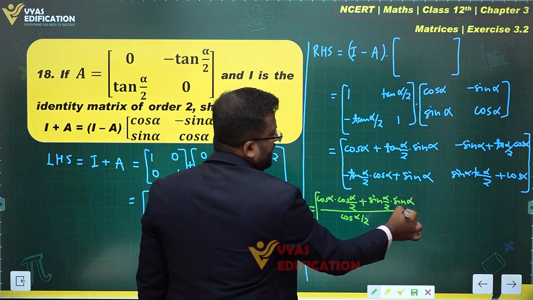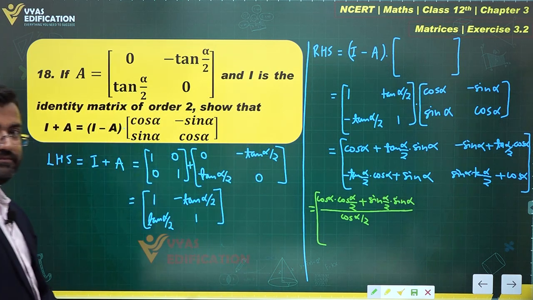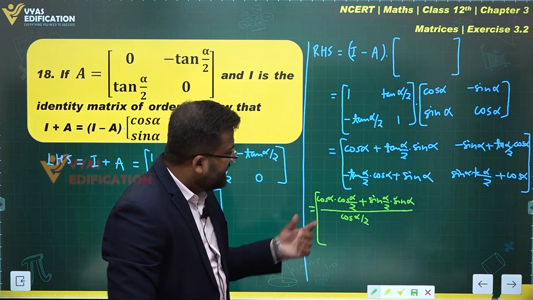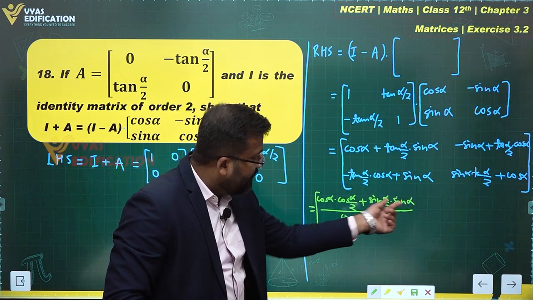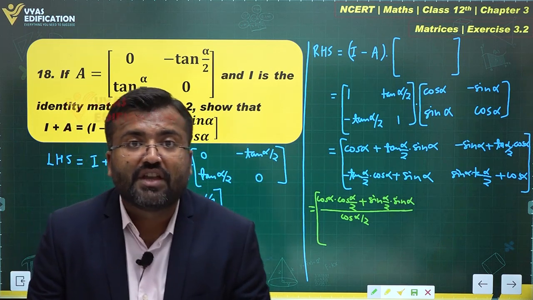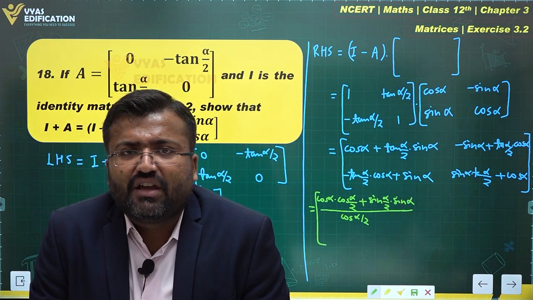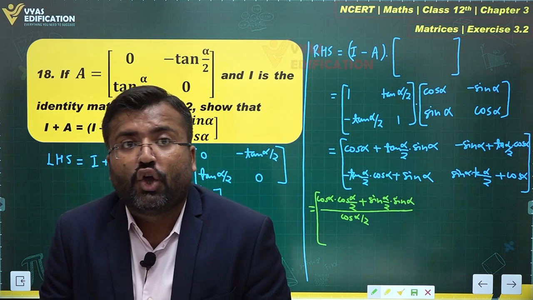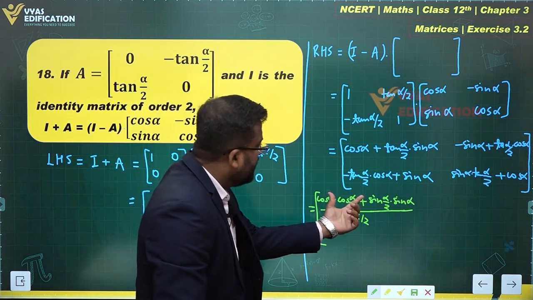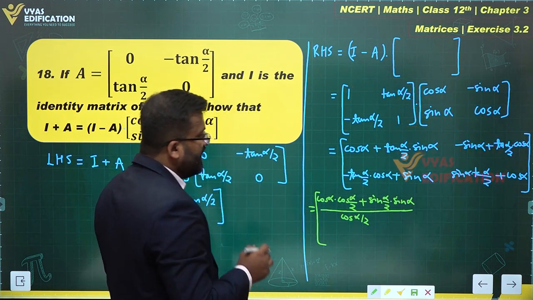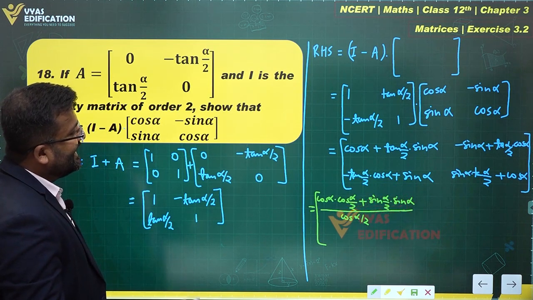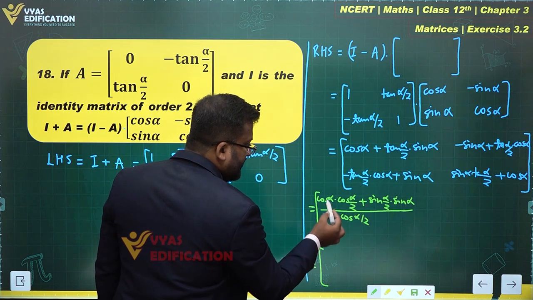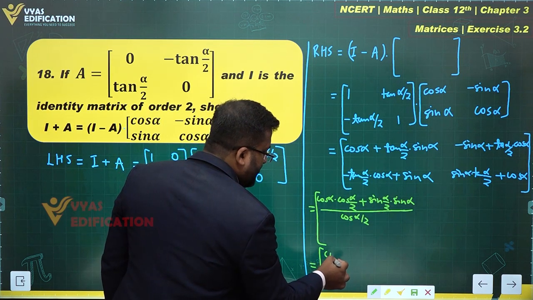Take a look at this term very carefully. What you have in the numerator is cos alpha by 2, cos alpha plus sin alpha by 2, sin alpha, right? So this is cos A cos B plus sin A sin B. What is that equal to? Cos A cos B plus sin A sin B is actually equal to cos of A minus B. So this first term here can further be simplified and written as this term. Let me write it over here. This term can further be written as cos of A minus B, which is cos of alpha minus alpha by 2.